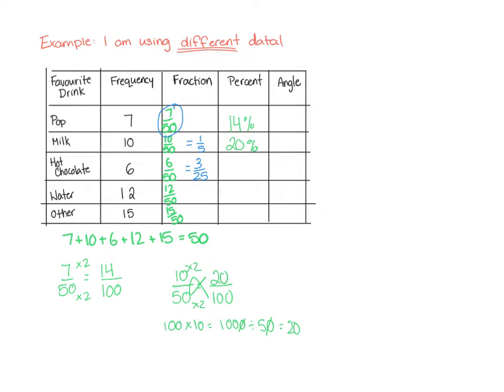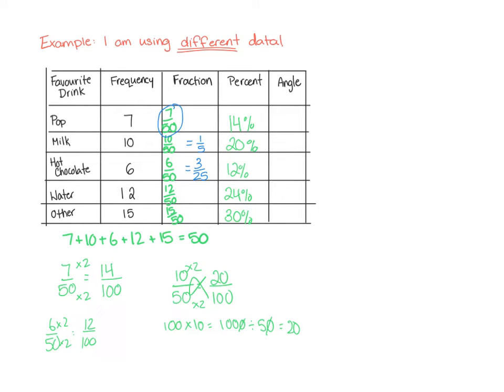20%. So if we were looking at 6 out of 50, when we multiply it by 2, that gives us 12 out of 100. So 12 times 2 is 24%, and 15 times 2 is 30%. To double check, remember you can add up all of your percentages and they should add up to 100.